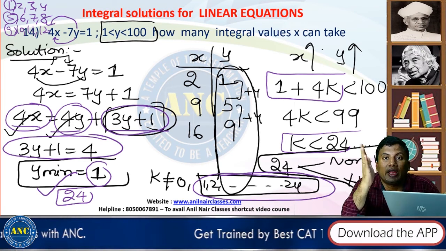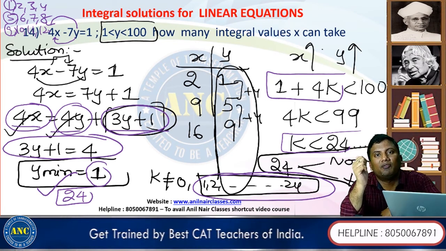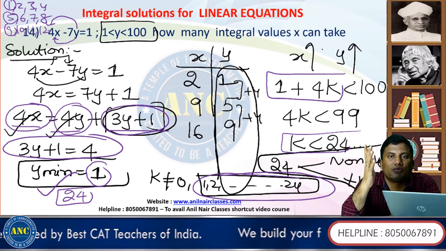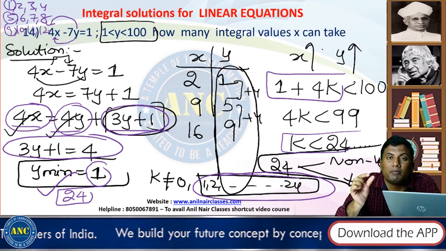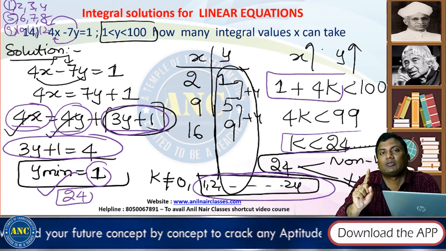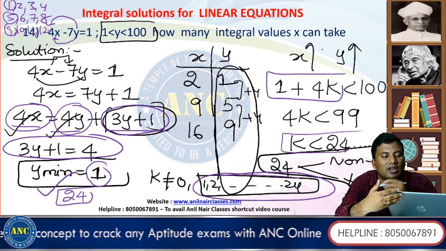From 2 to 99, there are a total of 98 values. In a group of 4, there exists one value. Answer is 24. I hope it is clear. Y minimum is 1. In a group of consecutive 4, there exists one value.